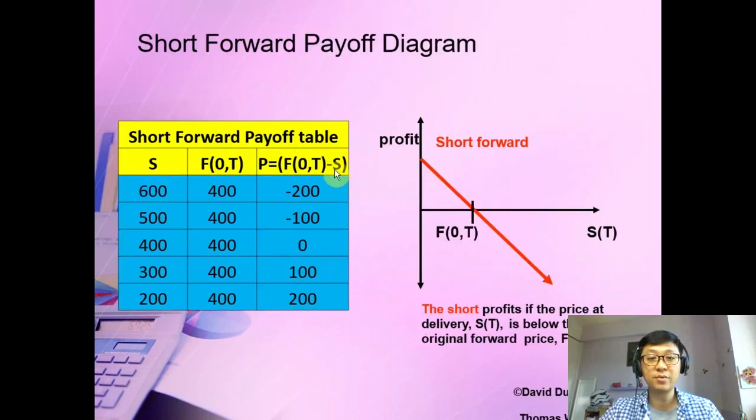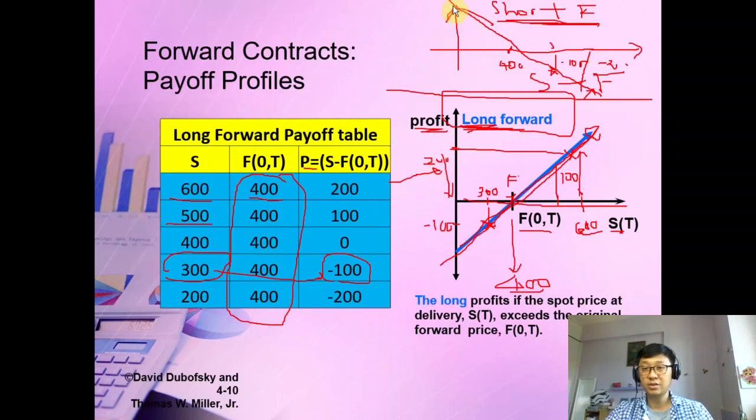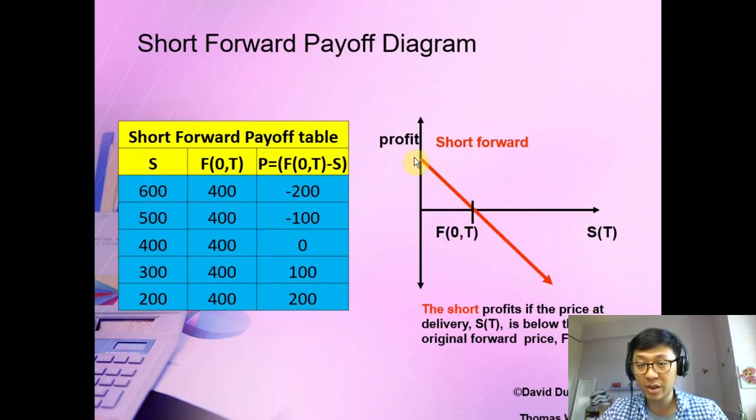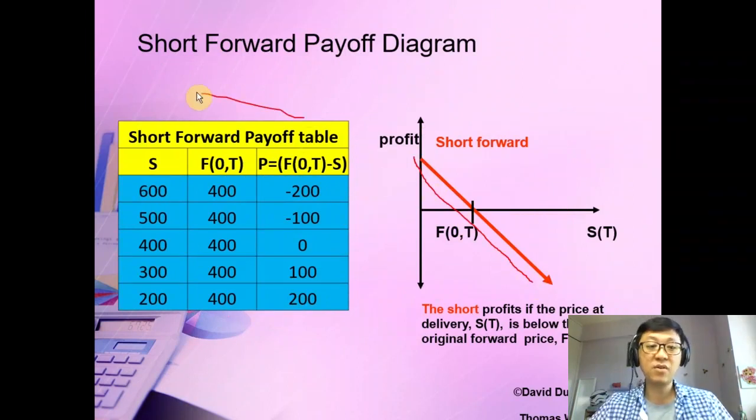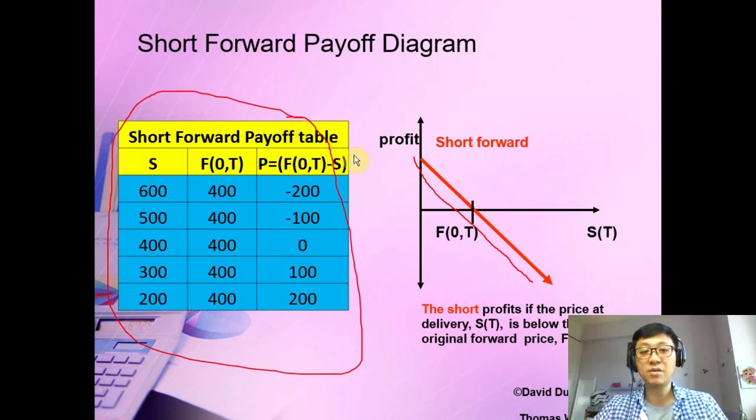So this is exactly what I've just drawn earlier. The short goes this way, the gradient, the slope, goes this way. That's why you got this going down. It's just a mirror image. Same for the payoff, the short forward payoff.